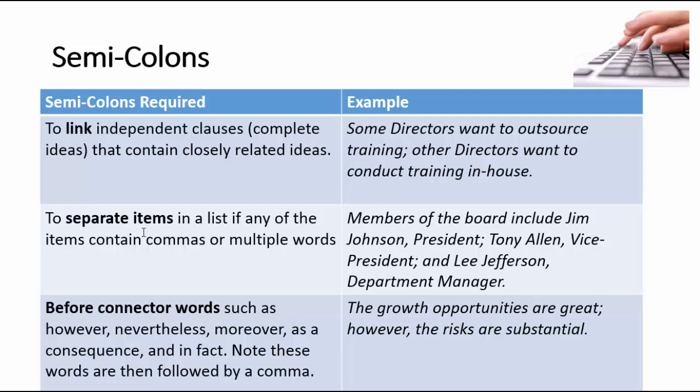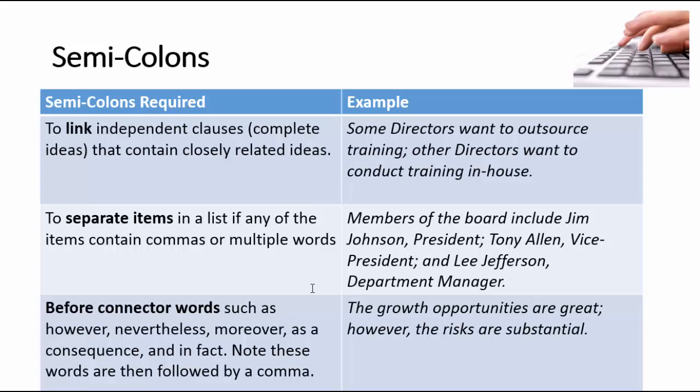To separate items in a list if any of the items contain commas or multiple words. So members of the board include Jim Johnson, comma, President, and then your semicolon, Tony Allen, comma, Vice President, semicolon, and Lee Jeffson, Department Manager. So there are multiple words and there's actually other punctuation which happens to be commas in this list. To make it really clear, we just have the semicolon because that breaks it into separate ideas.